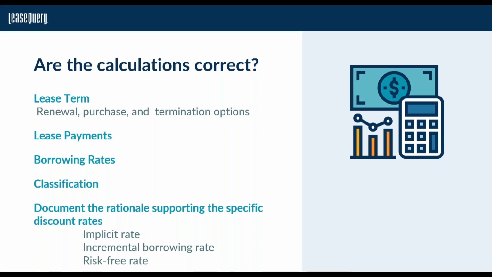ASC 842 defines as the rate of interest that a lessee would have to pay to borrow on a collateralized basis over a similar term and at an amount equal to the lease payments in a similar economic environment. So it sounds a little complex. Are we able to determine all of that information and come up with the IBR? If so, you just want to ensure that the processes and procedures that you go through are repeatable when determining what the IBR is and being able to document that so your auditors can review it and so you can review it when creating IBRs for leases that start at later dates and things of that nature.